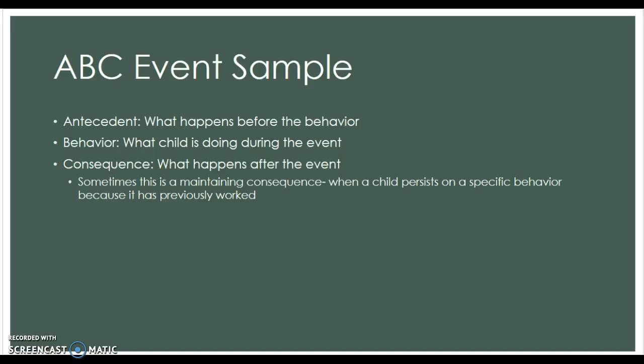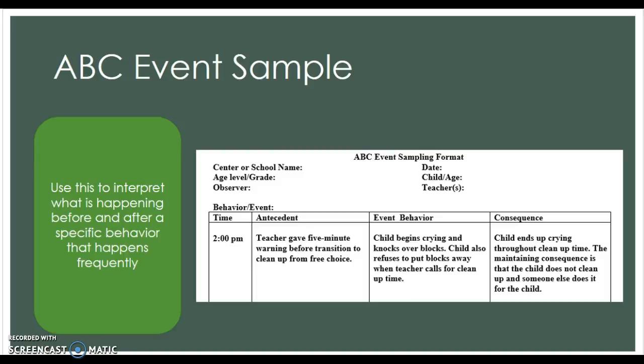So let's go back to our event sample form. You'll see the antecedent is the teacher gave a 5-minute warning before the transition to clean up from free choice. So that's what's going on. And then the B, the behavior, is the child begins crying and knocks over some blocks. Then the child refuses to put blocks away when the teacher calls for cleanup time. So that's the behavior. And the consequence is the child ends up crying throughout cleanup time. And the maintaining consequence is that the child does not clean up and someone else does it for the child.